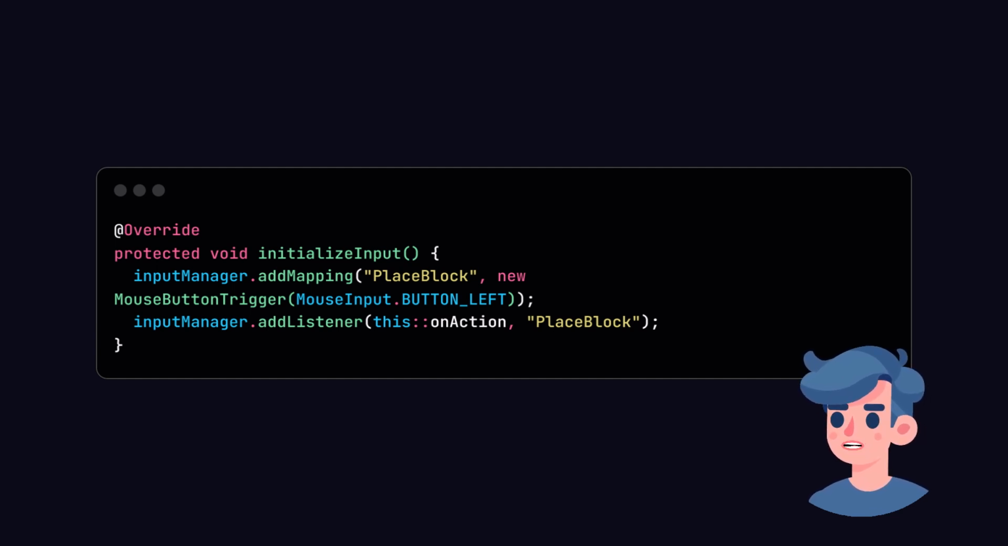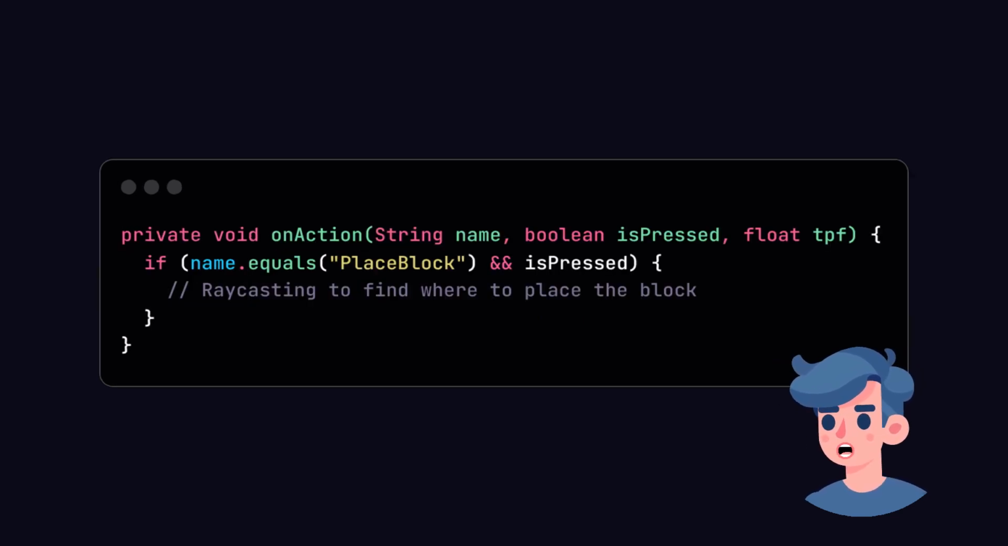We want the player to be able to place blocks where they click on the screen. To do this, we must create a method that handles mouse click events. Next, we need to implement the onAction method that responds to the player's clicks. This method will calculate where the player clicked and place a new block in that position.